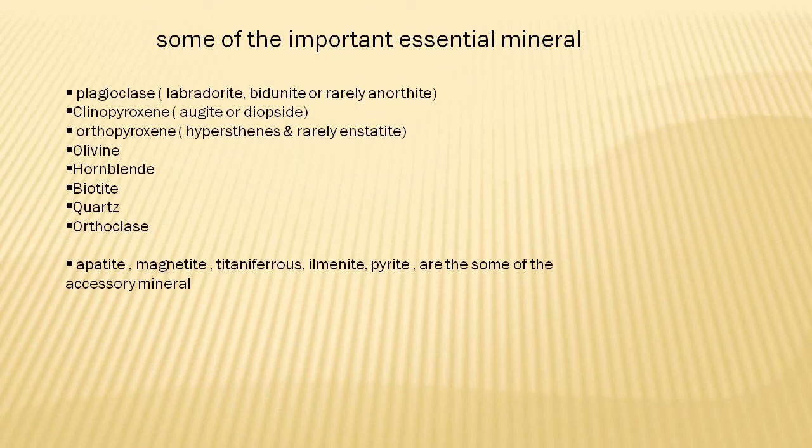Now we will discuss some of the important essential minerals present in the gabbroic rock. First of all, plagioclase, though not all plagioclase is present in this gabbroic rock. Some clinopyroxenes, some orthopyroxenes and olivine, hornblende, biotite, quartz, orthoclase, and some accessory minerals such as apatite, magnetite, titaniferous ilmenite, and pyrite are present in the gabbroic rocks.